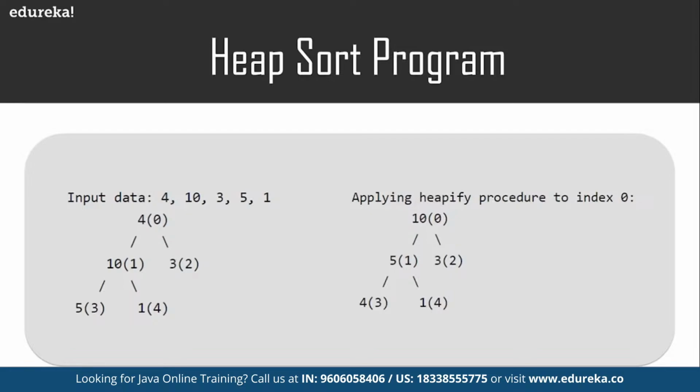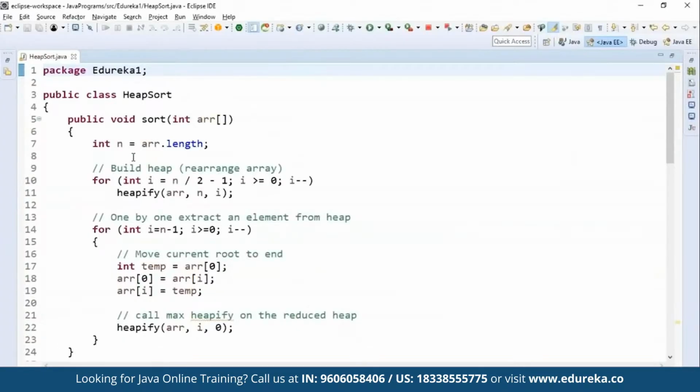Yes? So now let's understand the code logic behind this program. First I'll give int n is equal to array.length, and then for int i is equal to n/2 - 1, that is the length of the array by 2 minus 1, if i is greater than or equal to 0 and then decrement i, then heapify(array, n, i). Then after that, extract elements one by one from the heap, that is i = n - 1, i >= 0 and i--.